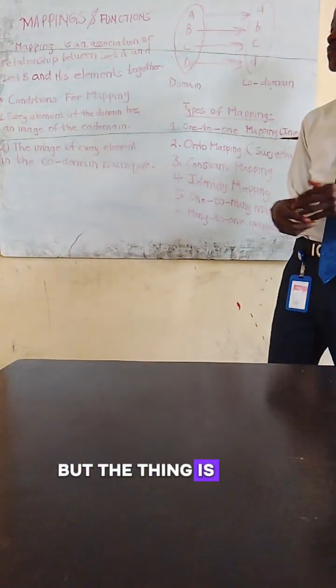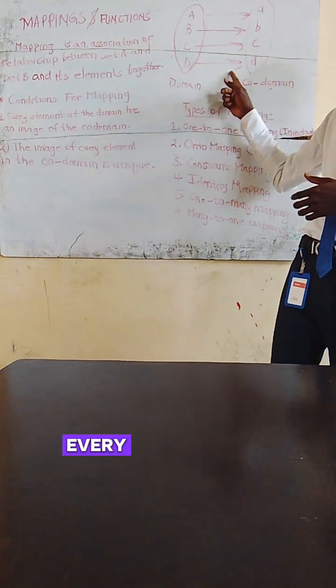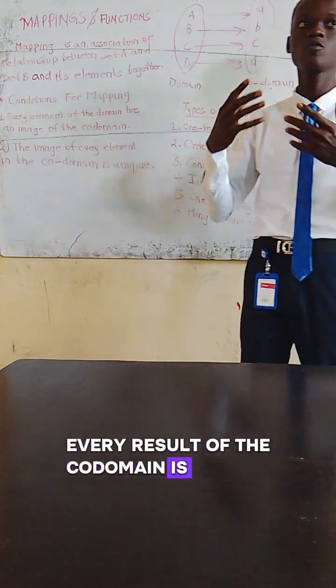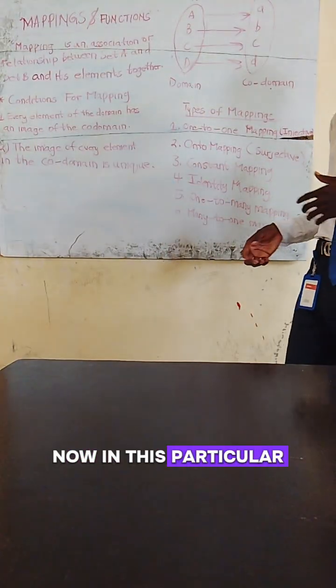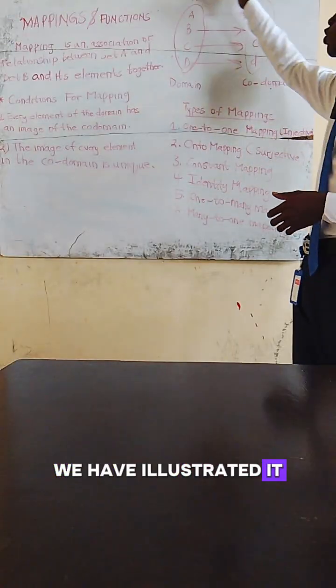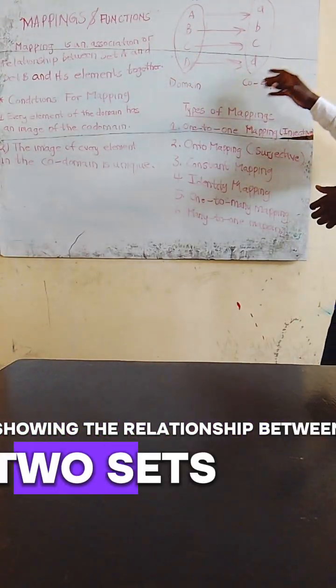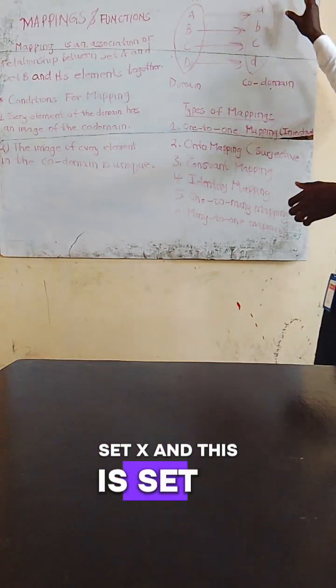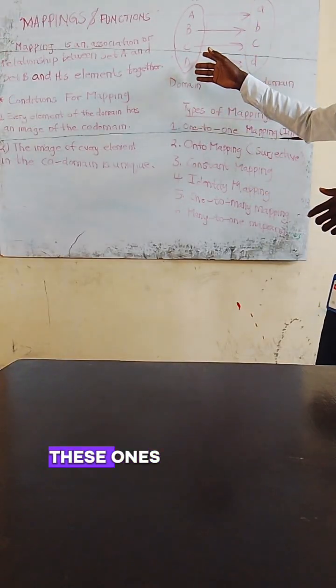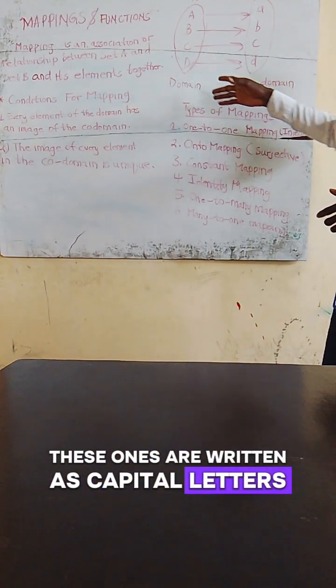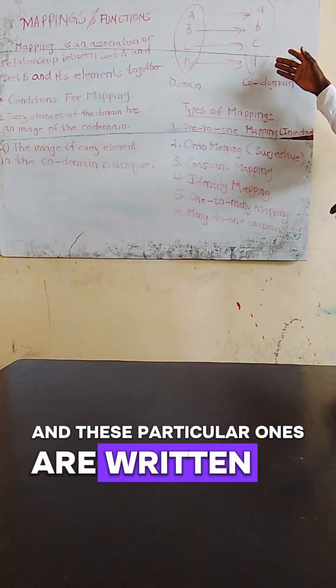But the thing is, every result of the codomain is always known as the image. Now, in this particular case, we have illustrated it showing the relationship between two sets, that is the set X and the set Y. And you can see in this illustration of this diagram, these ones are written as capital letters, and these particular ones are written as small letters.